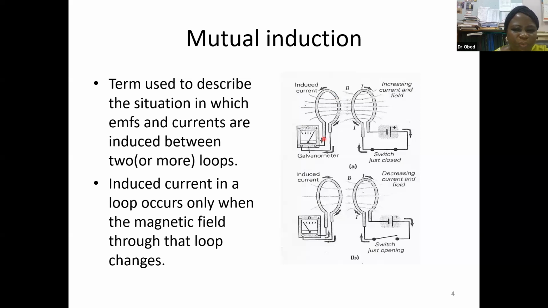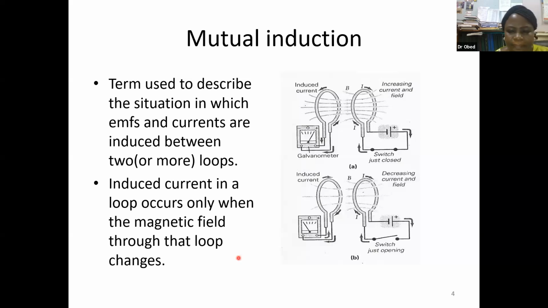When the switch is opened, like in the case of B here, the magnetic field collapses. You can see the magnetic field is collapsing, and the magnetic field in the left loop decreases. So induced current in a loop occurs only when the magnetic field through that loop changes. Another way to induce a current in a stationary wire loop is to vary the current in another nearby loop. And we go on to the next slide.